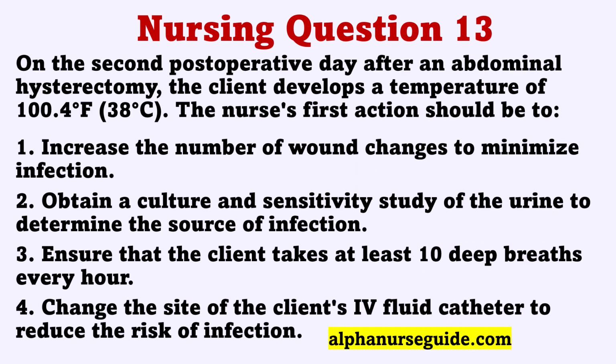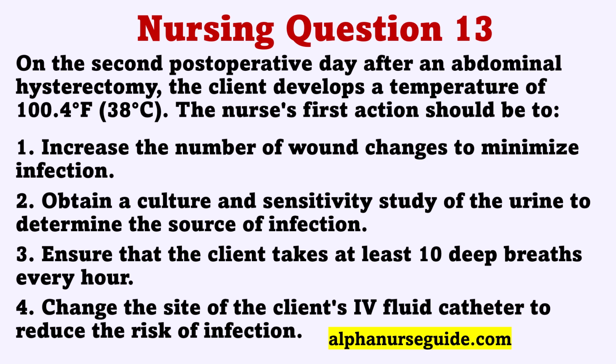On the second post-operative day after an abdominal hysterectomy, the client develops a temperature of 100.4 degrees Fahrenheit. The nurse's first action should be to 1. Increase the number of wound changes to minimize infection. 2. Obtain a culture and sensitivity study of the urine to determine the source of infection. 3. Ensure that the client takes at least 10 deep breaths every hour. 4. Change the site of the client's IV fluid catheter to reduce the risk of infection.